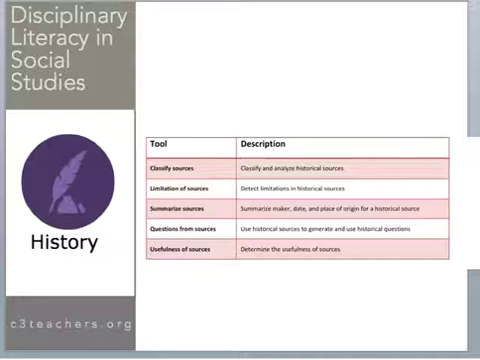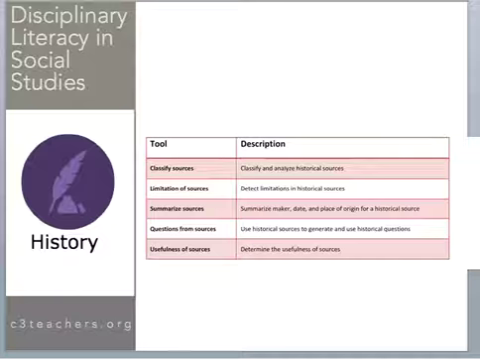These are classifying and analyzing historical sources, detecting the limitations of historical sources, summarizing the maker, date, and place of origin of a historical source, using historical sources to generate historical questions, and determining the usefulness of sources. These literacies are all interconnected and certainly iterative. As students use these tools more, they become more facile in their use, they internalize the tools, and they begin to operate at a different level, a more expert-like level.